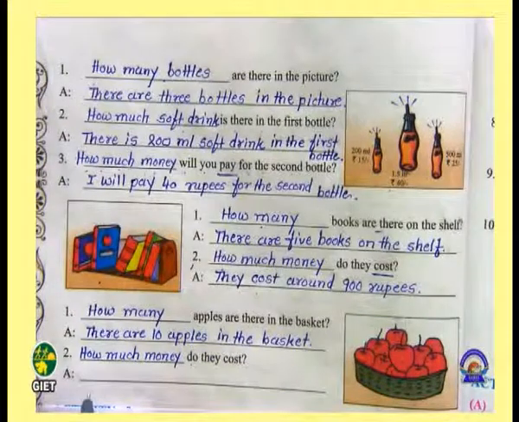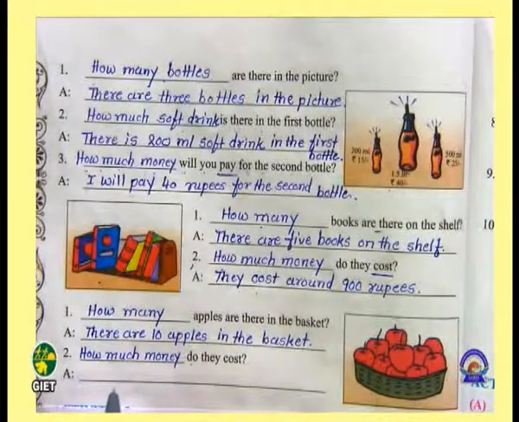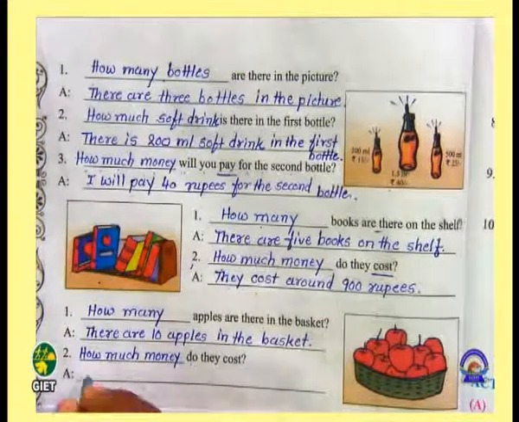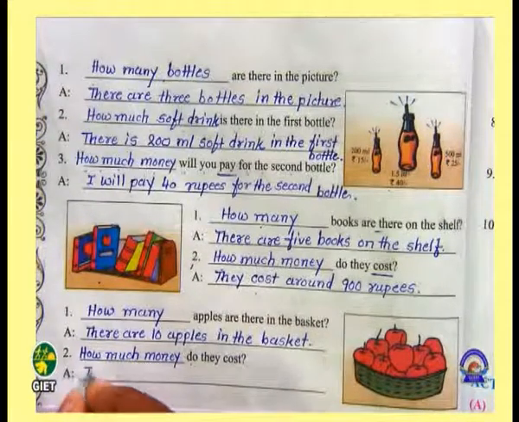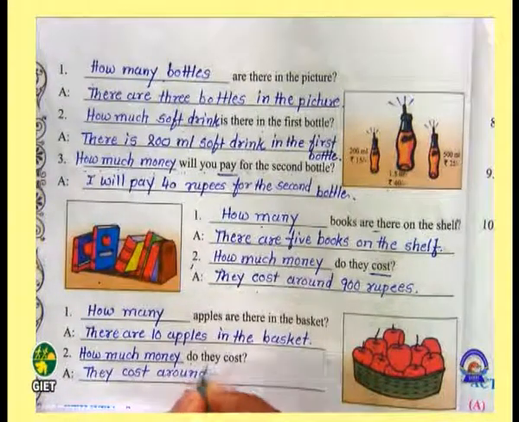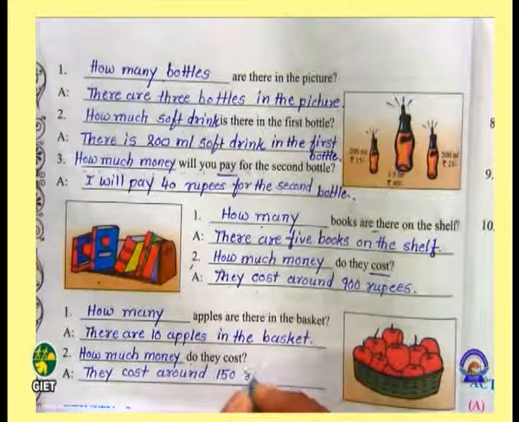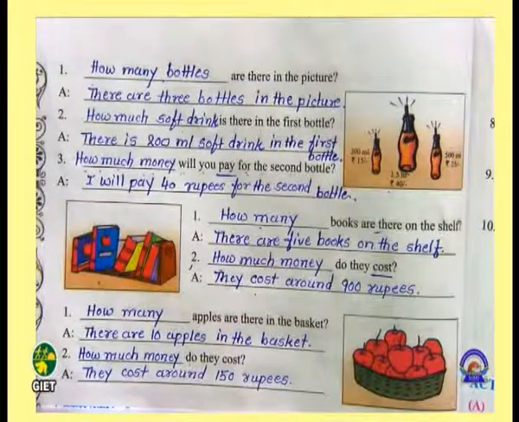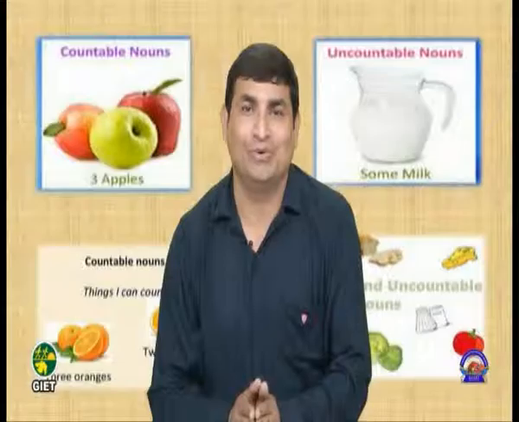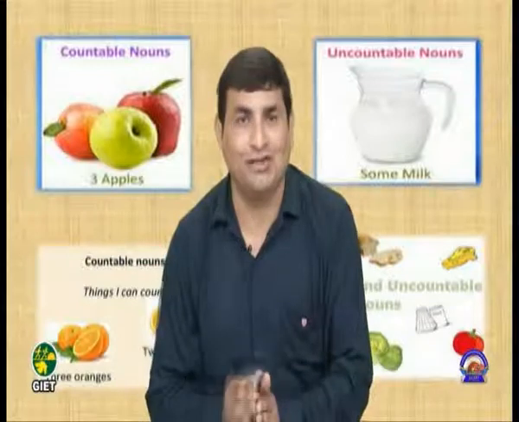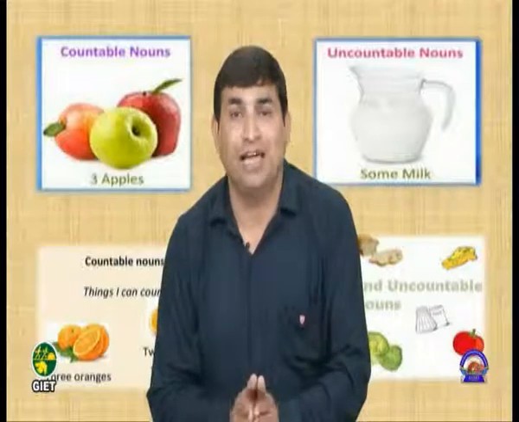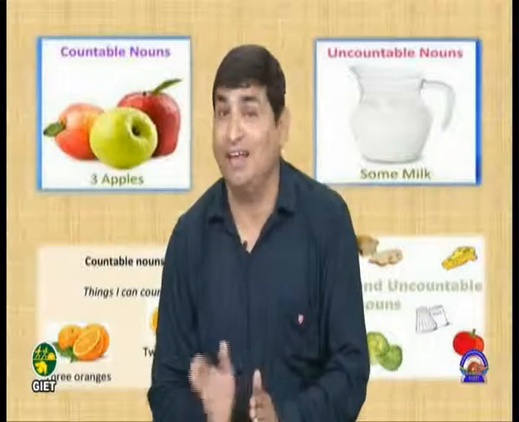Here, in the same way, we have to write an approximate amount. So, the answer will be, they cost around 150 rupees. Just please note down all the answers in your textbook. I hope you have understood how to use how many, how to use how much, and how to give answers with the help of there is and there are.